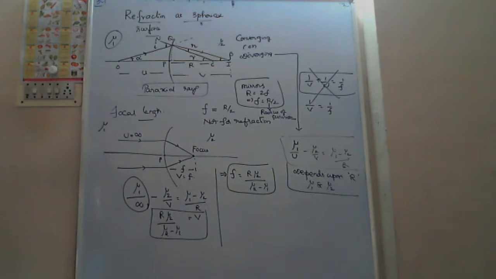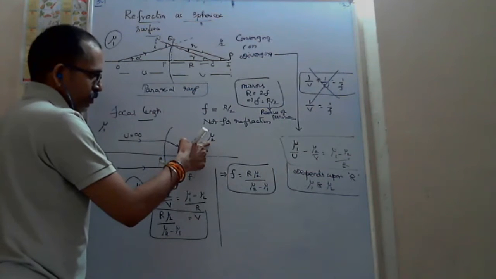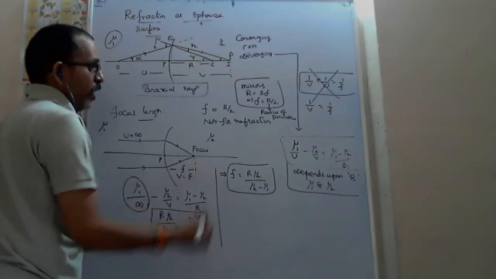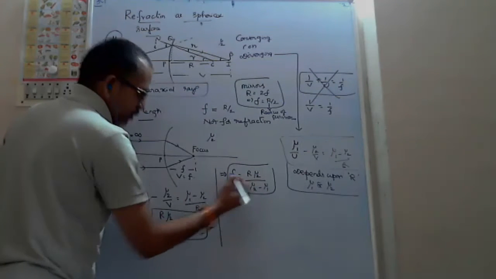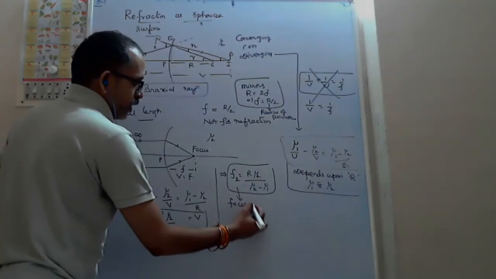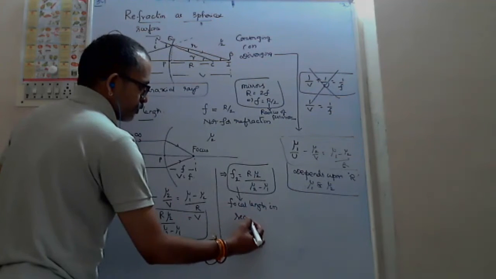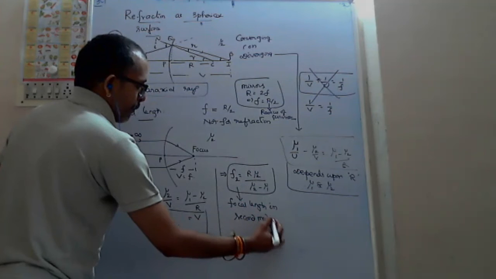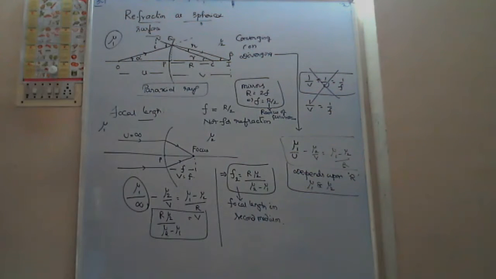And keep in mind, focus is formed in which medium? mu2, sir, the second medium. That's why it is the focal length of the second medium. Focal length of this spherical surface in the second medium.